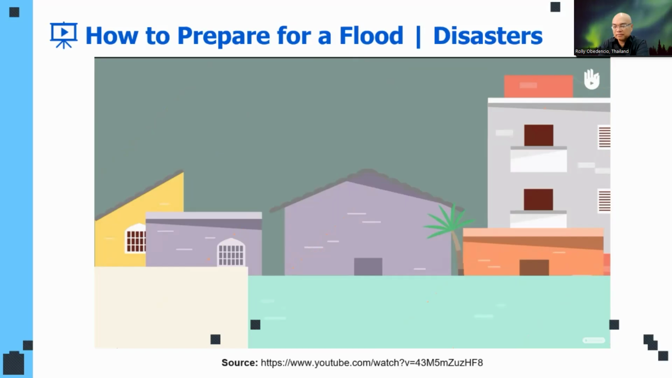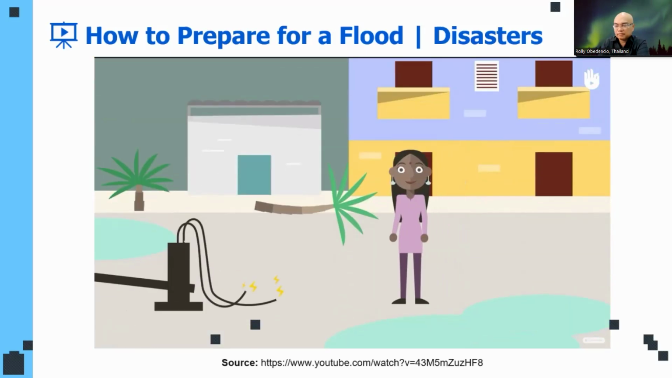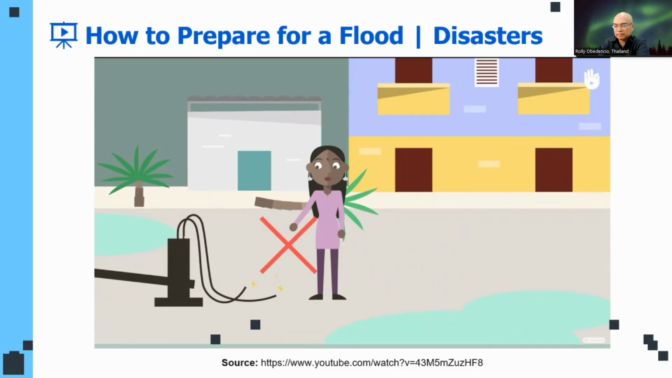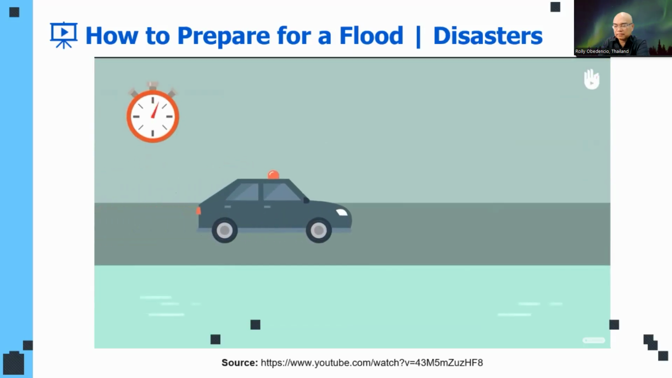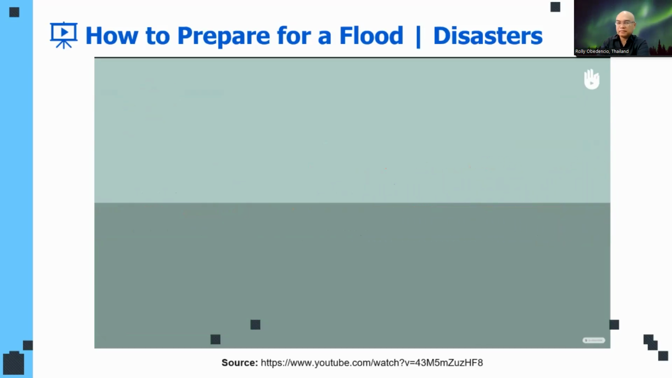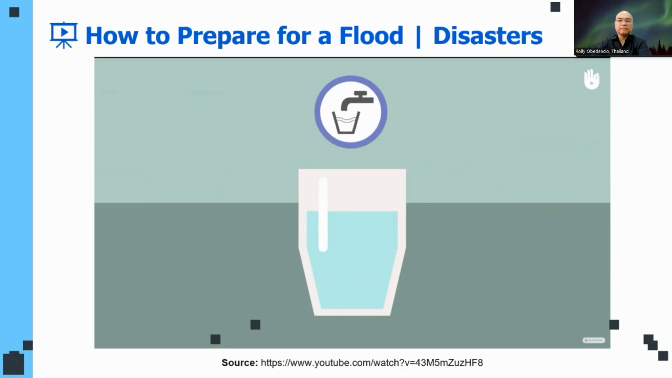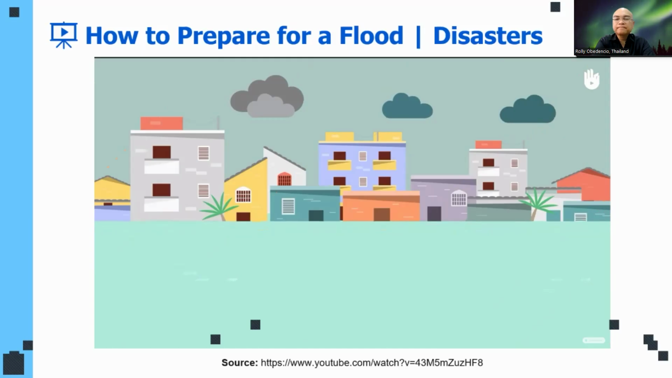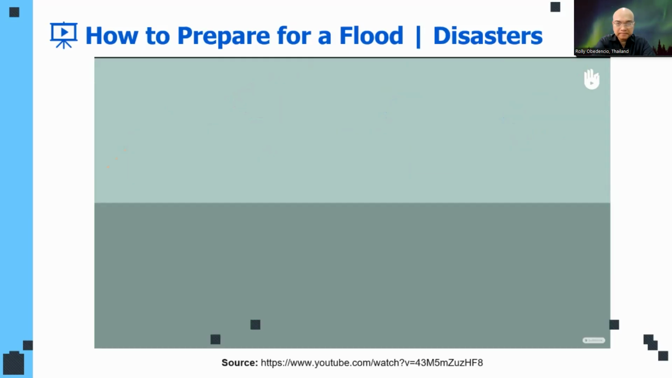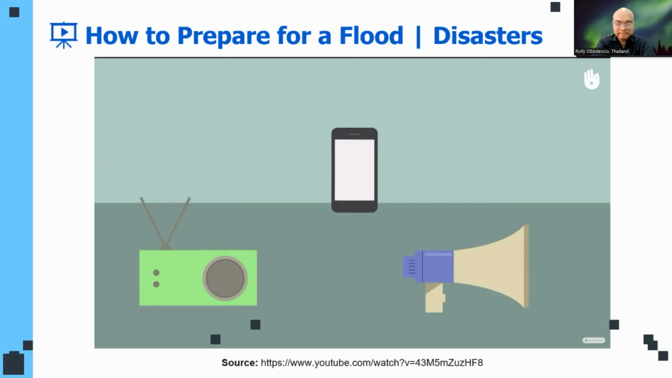Never attempt to cross a flooded area, whether you are on foot or in a car. Stay away from any electrical power lines which have fallen to the ground. Do not wait until the last moment to evacuate if ordered to do so. If you need to drink, make sure the water in question is potable. If the flooding is sudden and you are not alerted, watch out for any messages from authorities, either via radio, mobile phones, or warning sirens.